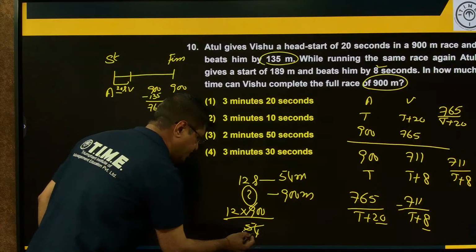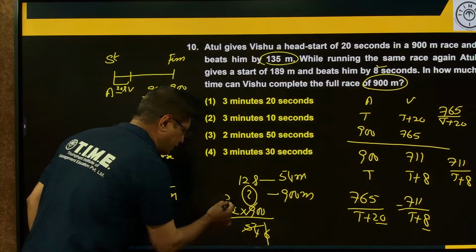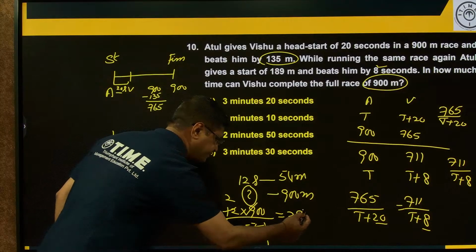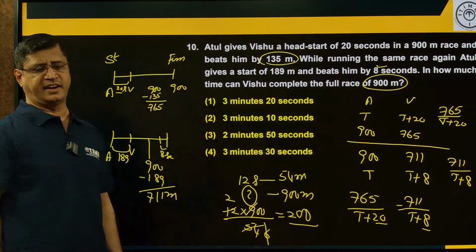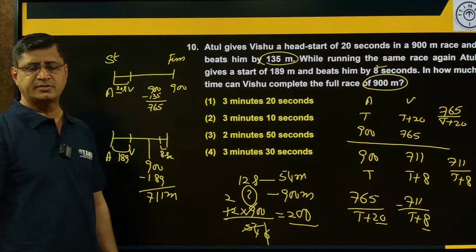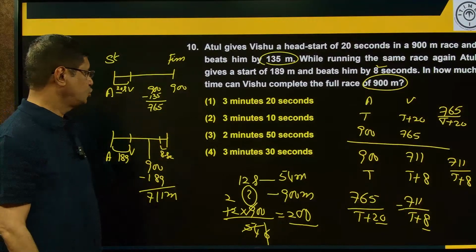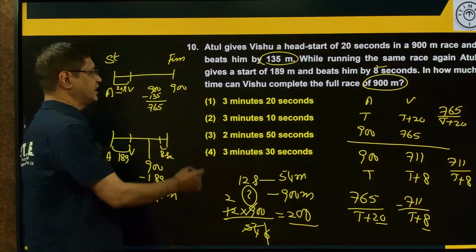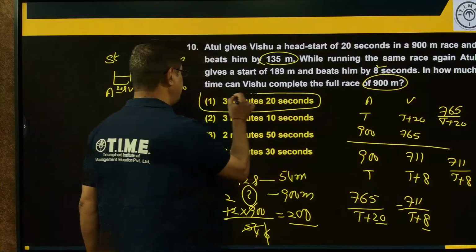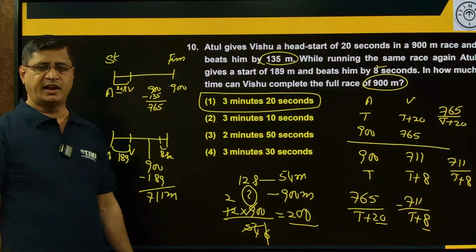Now 9 goes exactly 6 times, and 6 goes 2 times. That is 200 seconds. What do we mean by 200 seconds? 1 minute is equal to 60 seconds. So 3 minutes 20 seconds. 3 minutes 20 seconds means the right choice is option number 1. First choice is the right answer.